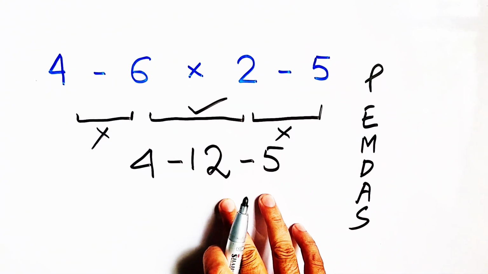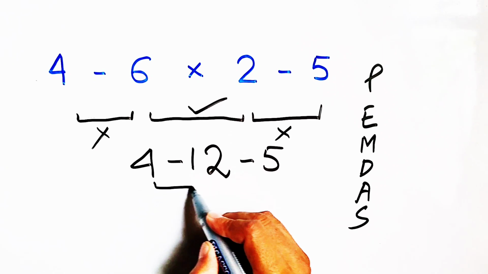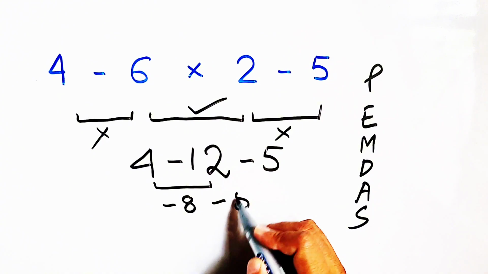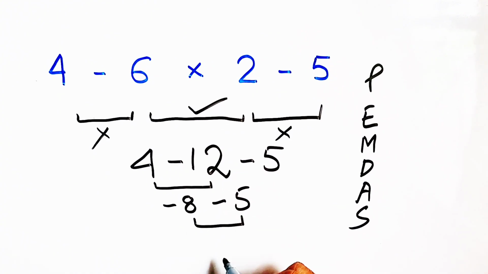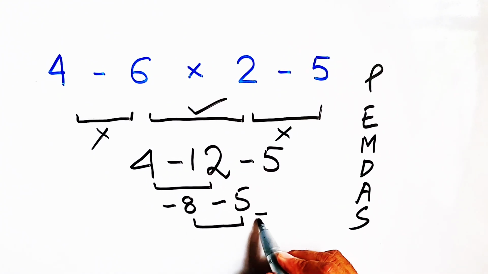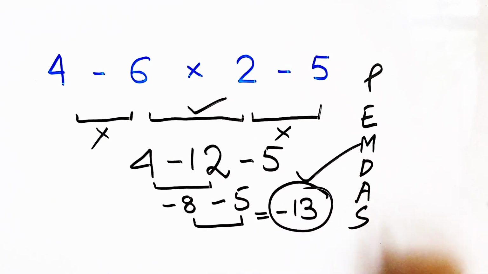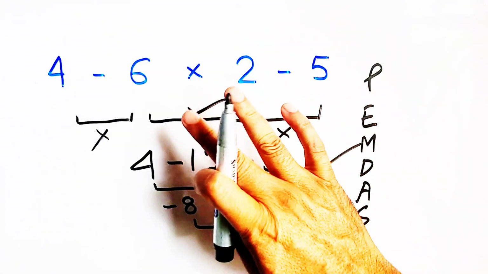Now it is simple. We have just to move from left to right. We will get minus 8 and minus 5, which will be solved to get minus 13, which will be the accurate and exact answer for this tricky math problem.